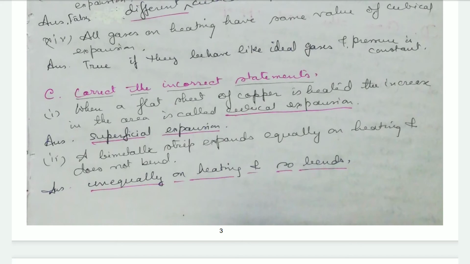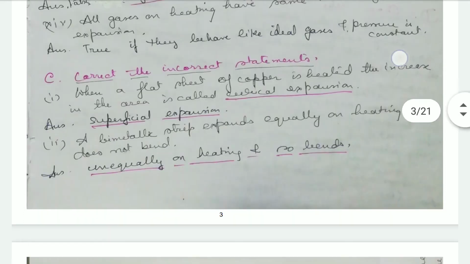When a flat sheet of copper is heated, the increase in area is called cubical expansion. That increase in area is known as superficial expansion, not cubical. Then a bimetallic strip expands equally on heating and does not bend. That is false because it expands unequally on heating and so it bends.